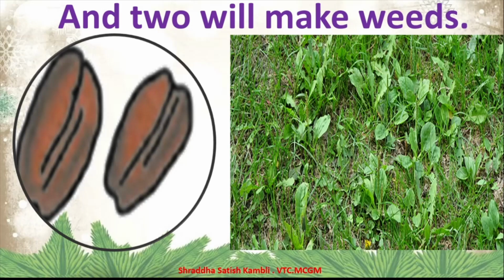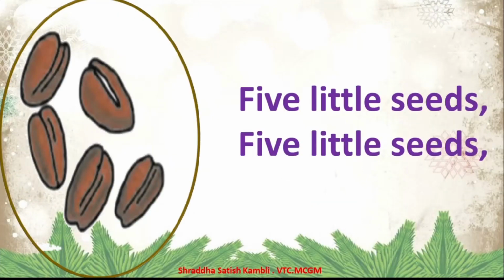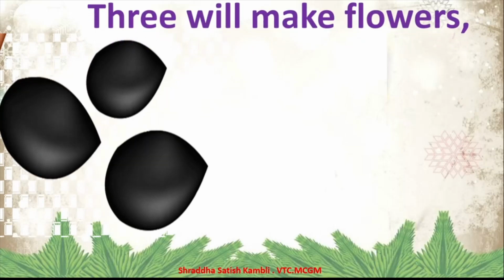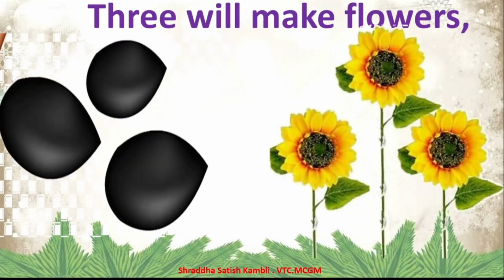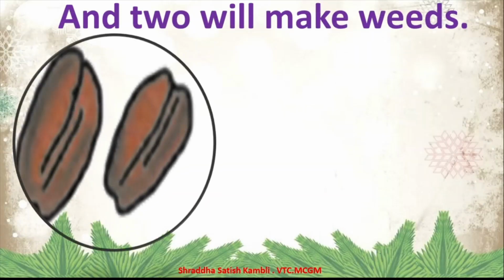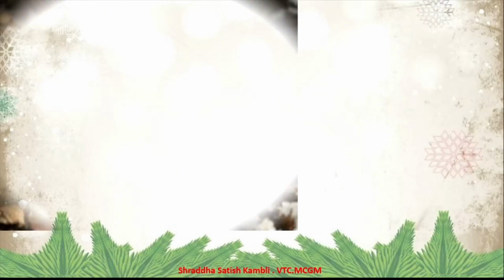So once again, let us see the 4 lines here. 5 little seeds. 5 little seeds. 3 will make flowers like this, beautiful, and 2 will make weeds. Okay, then let's see the next lines.